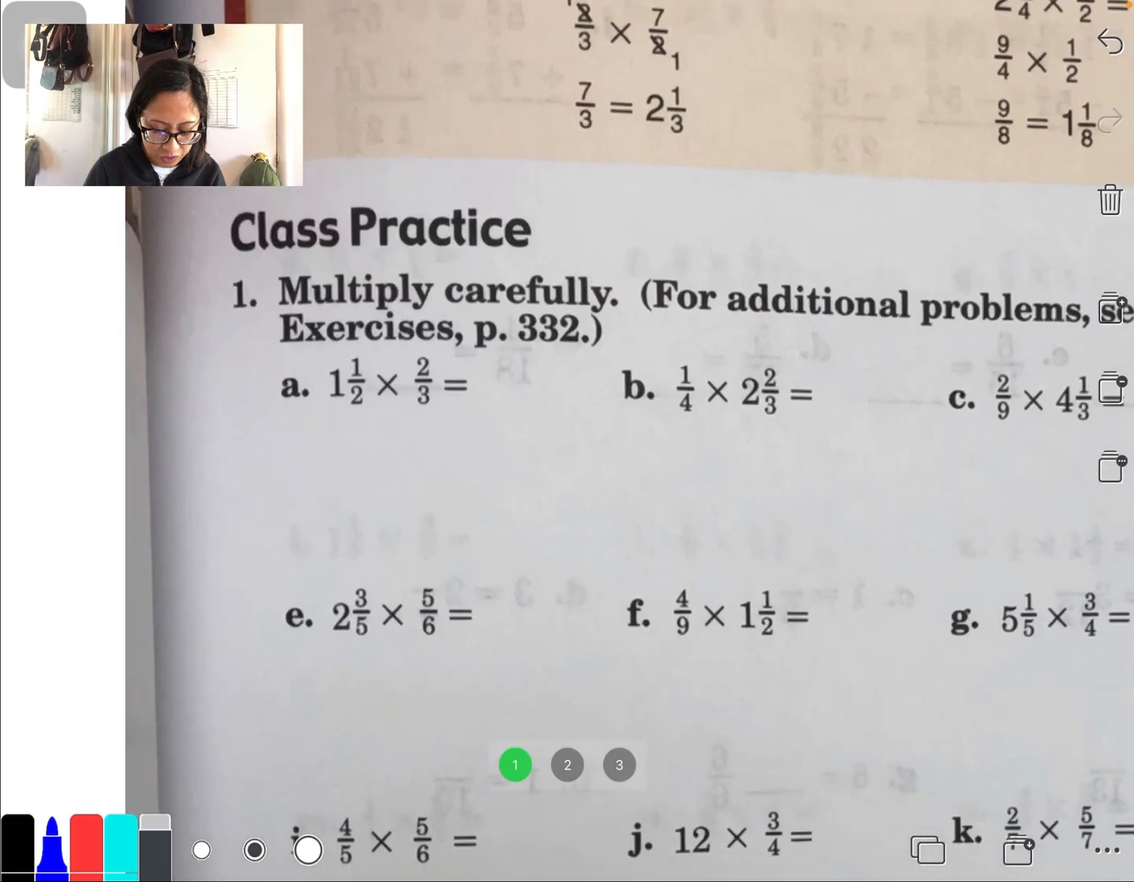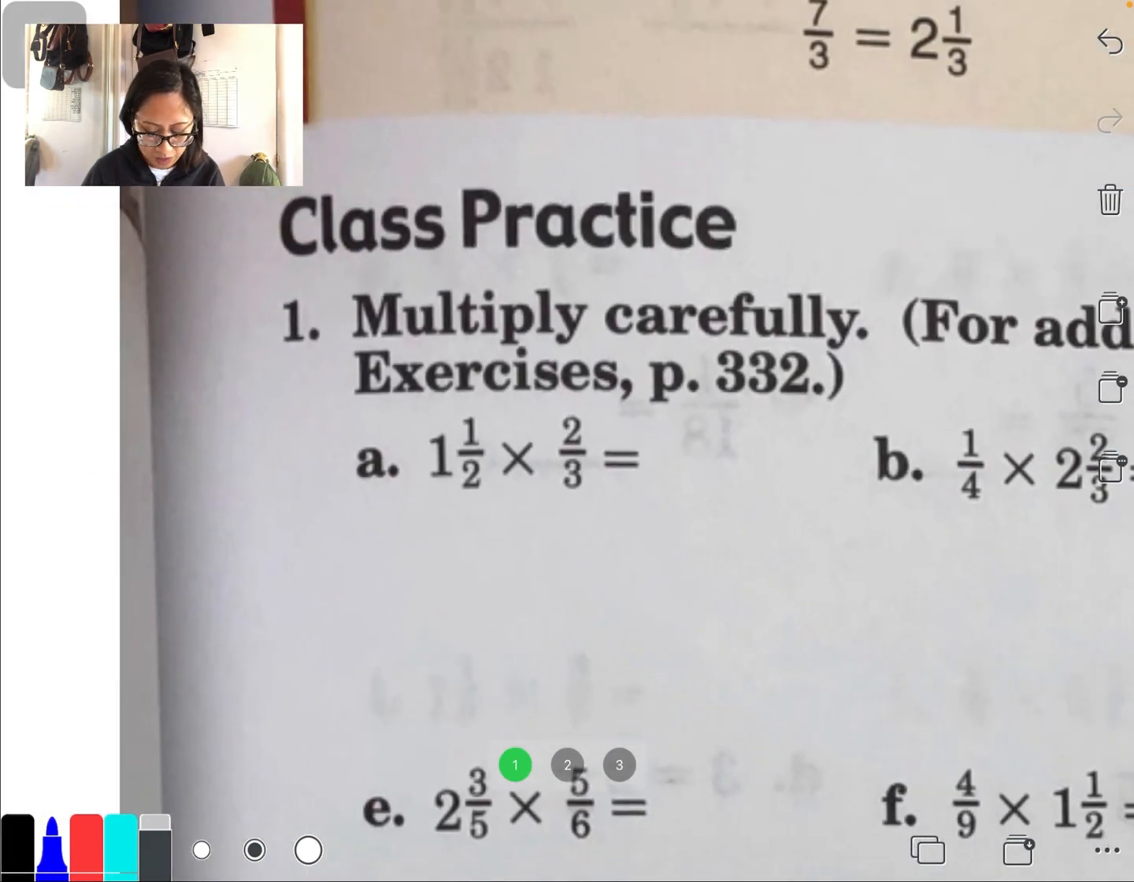Alrighty, let's take a very close look at number 1, number 1A. I've got a mixed number, 1 1/2, times a fraction, 2/3. Now, what do you think you should do? If you saw something like this, what would be your first instinct, or how would you solve this? I know you can't answer back, but I'm curious about your first thoughts, okay? I know you're probably thinking, oh, I know what to do here. It might be different from what I have, or you might be thinking the same thing.